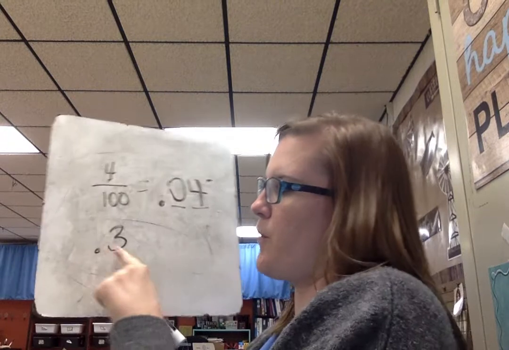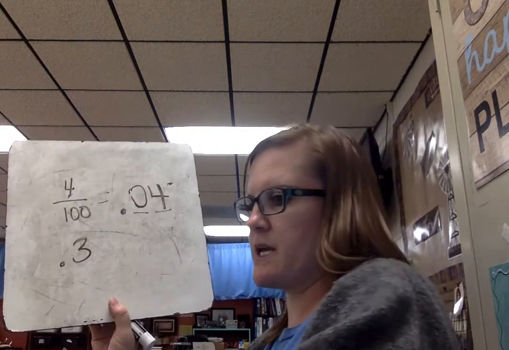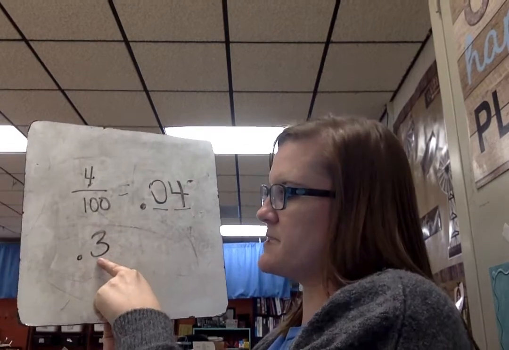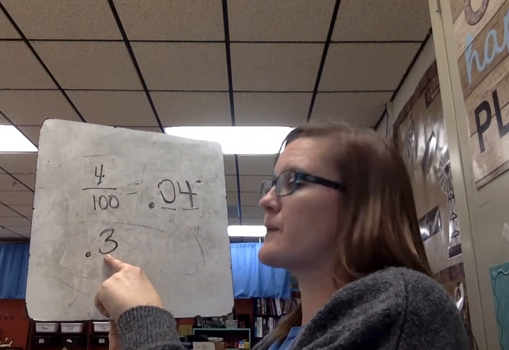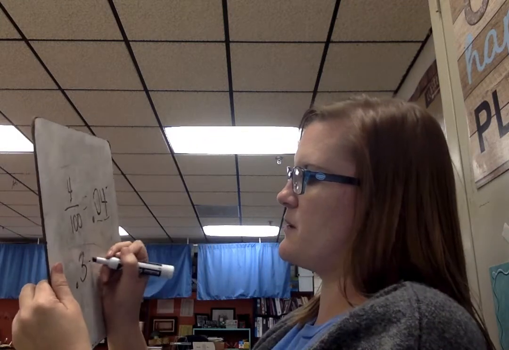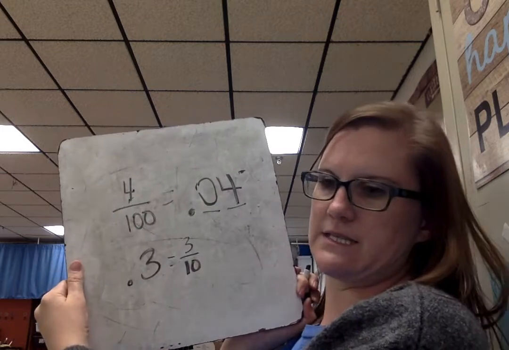All right, so now here we have 0.3. Since this is the hundredths place, this one is the tenths place. So we are going to say the 3 first, 3 tenths. So the decimal 0.3 would equal 3 tenths. So 3 tenths.